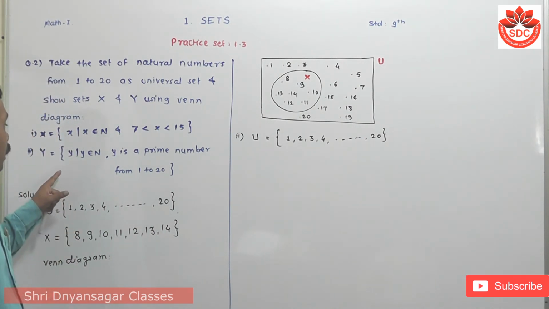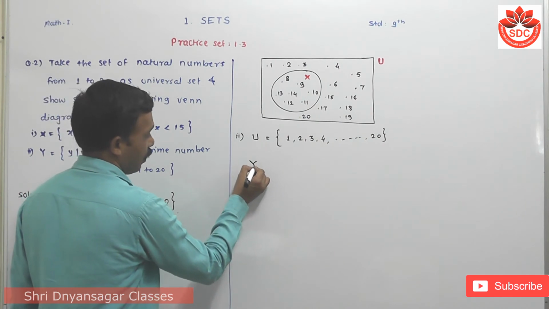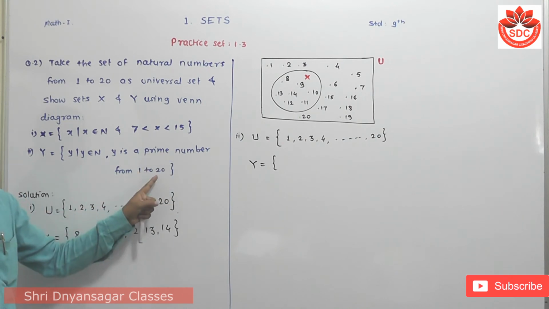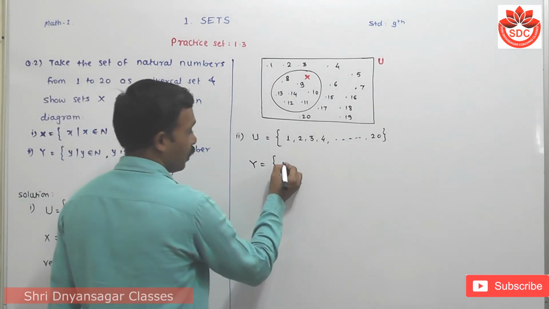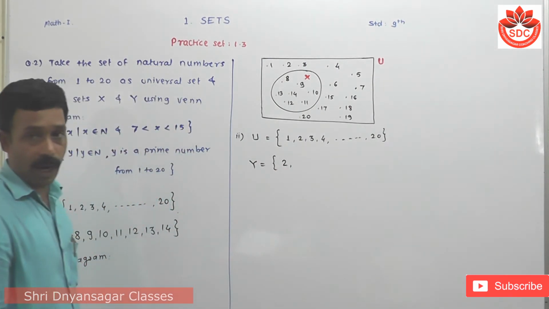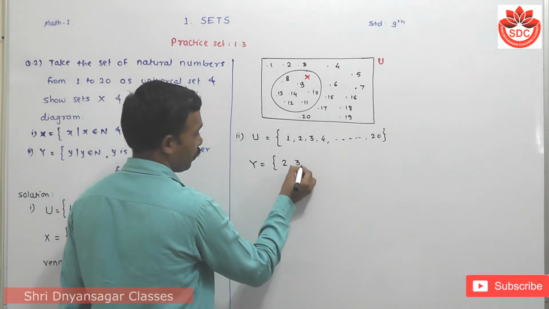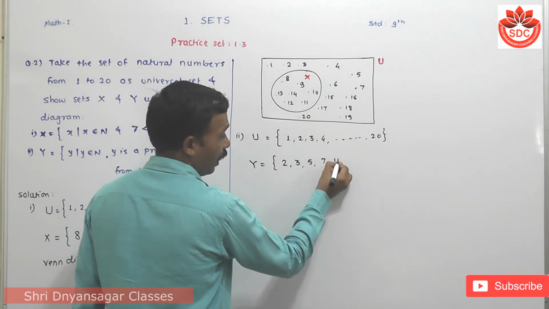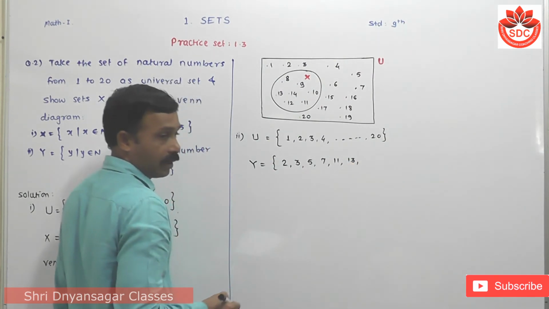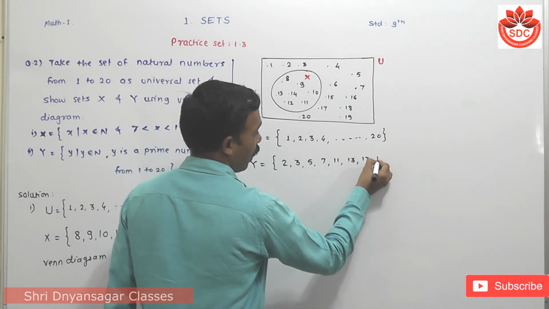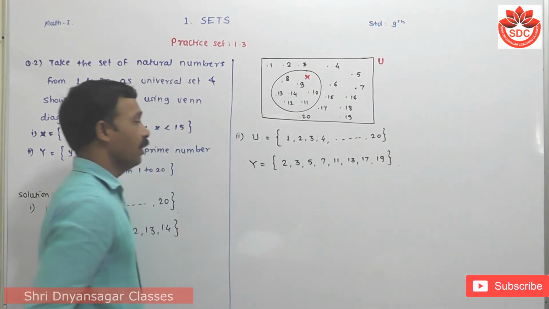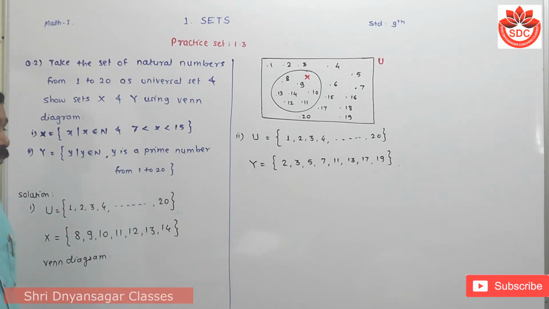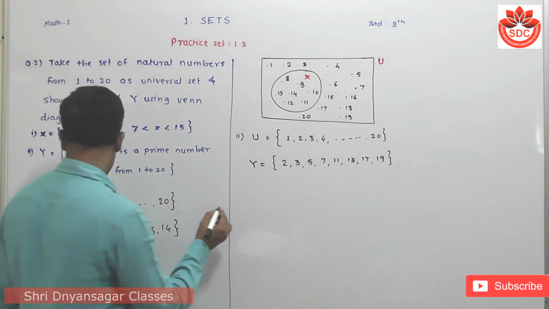Then set Y is the prime numbers from 1 to 20. The prime numbers are, the only even prime number is 2. Then 3, 5, 7, 11, 13, 17 and 19 are the prime numbers between 1 to 20. Then we have to express it in a Venn diagram.